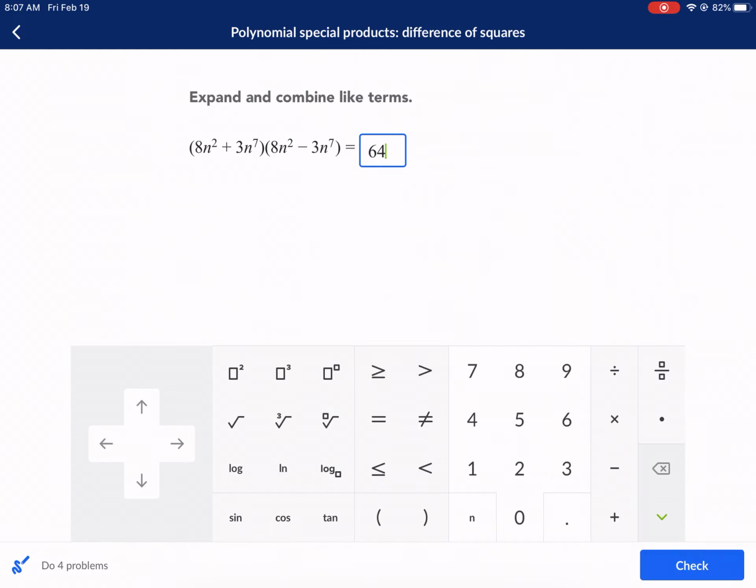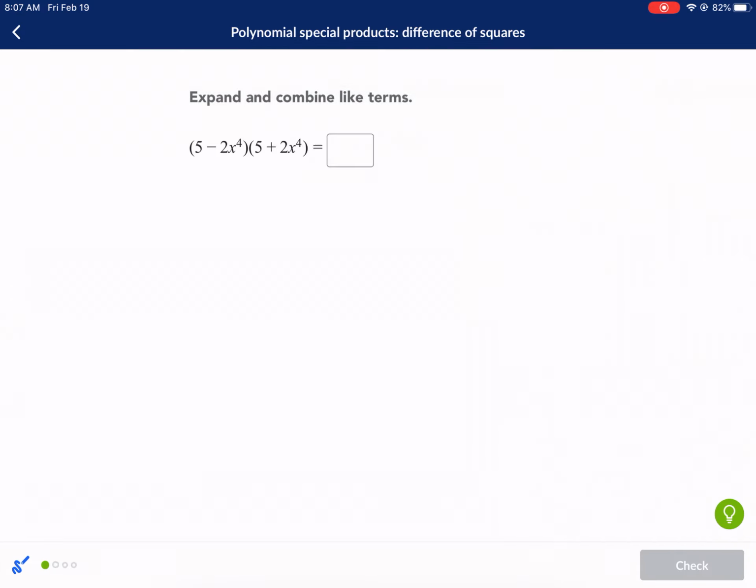So 64n to the 4th minus 9n to the 14th. Yeah, okay, let's check it.